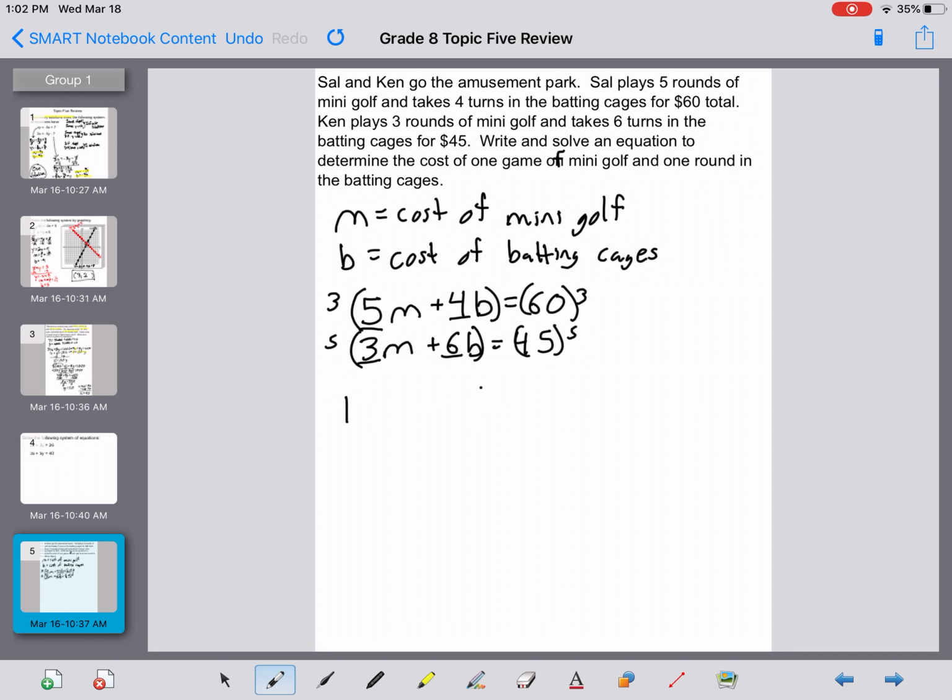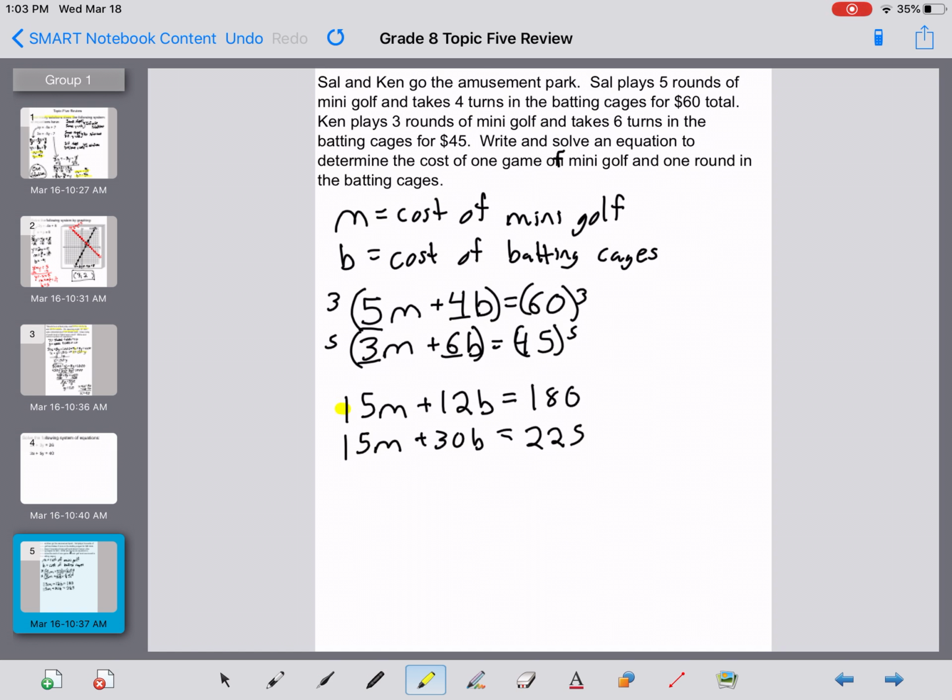So 3 times 5M is 15M, plus 3 times 4B is 12B, 60 times 3 is 180. 5 times 3m is 15m. 5 times 6b is 30b. And 45 times 5 is equal to 225.